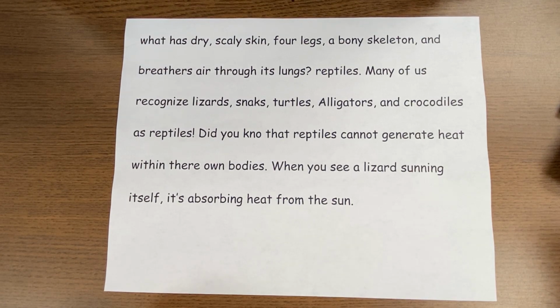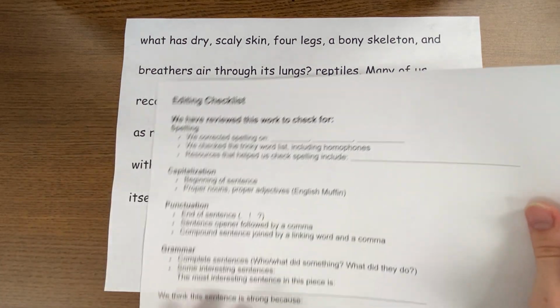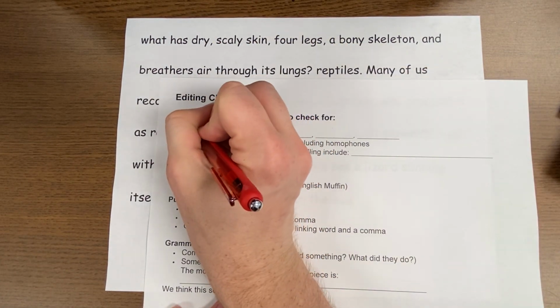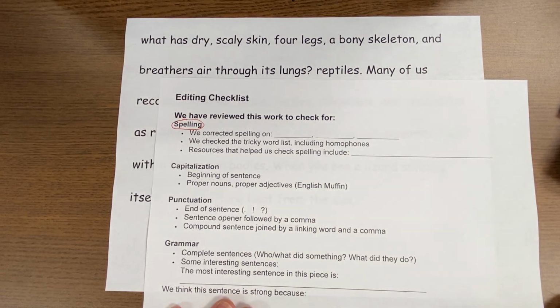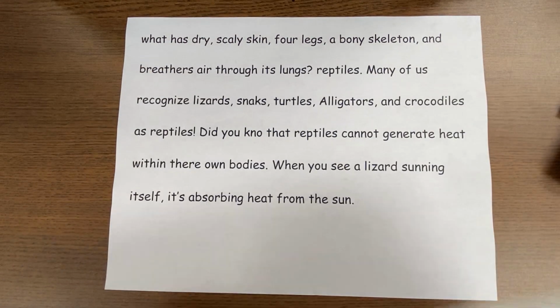All right, now let's practice using our own editing checklist. When I look at this piece of writing, I see multiple errors, but it is helpful to check on each editing point one at a time rather than reading for all points at the same time. So, looking at my editing checklist, I notice that the first one we have is spelling. So I'm going to check for spelling first.